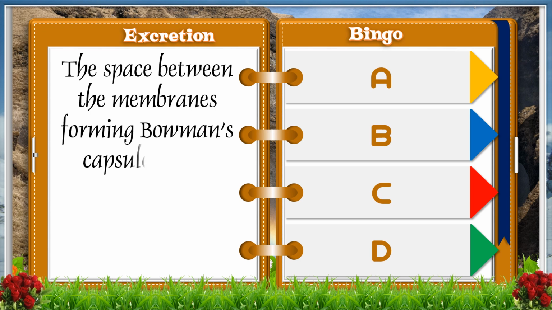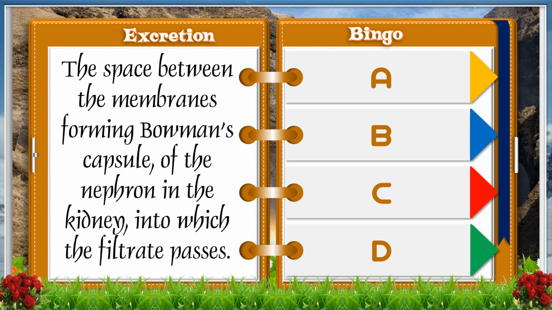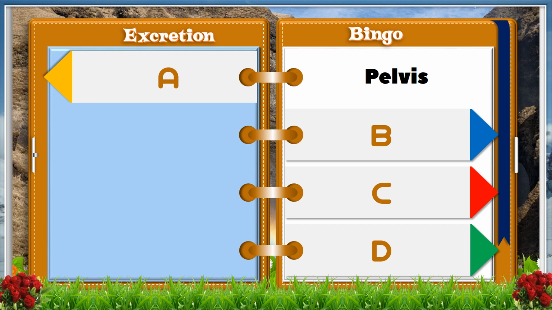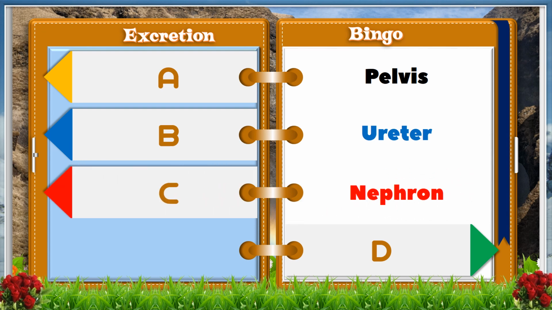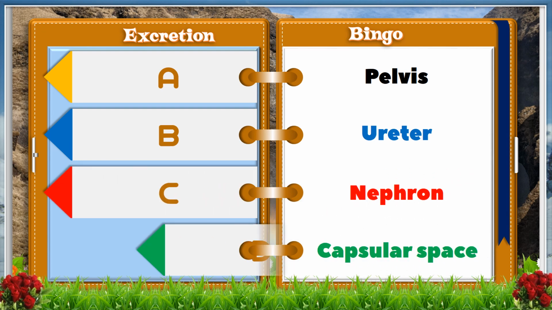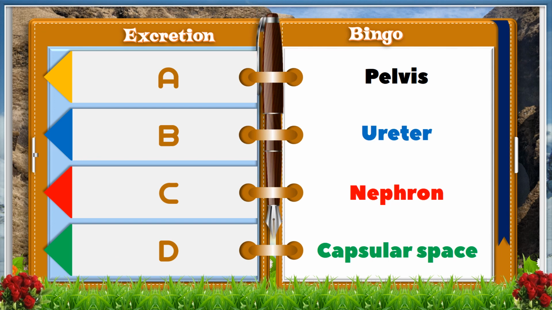The space between the membranes forming Bowman's capsule of the nephron in the kidney into which the filtrate passes. A. Pelvis. B. Ureter. C. Nephron. D. Capsular space. And the answer is D. Capsular space.